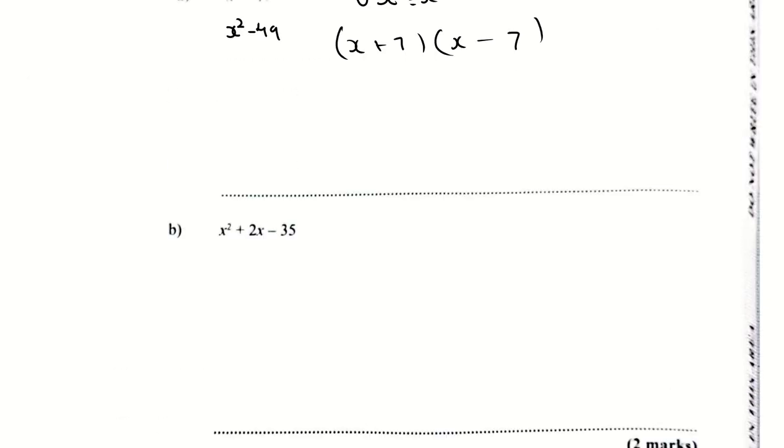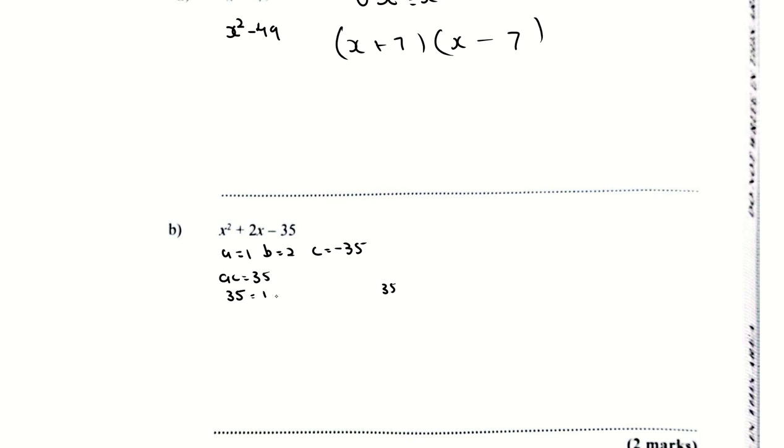Right, they told you to factorize this. When you're factorizing, you identify A, B, and C. A is 1, B is 2, C is negative 35. Then multiply A by C, AC is negative 35. Then find your factors of 35, which is 1 and 35.